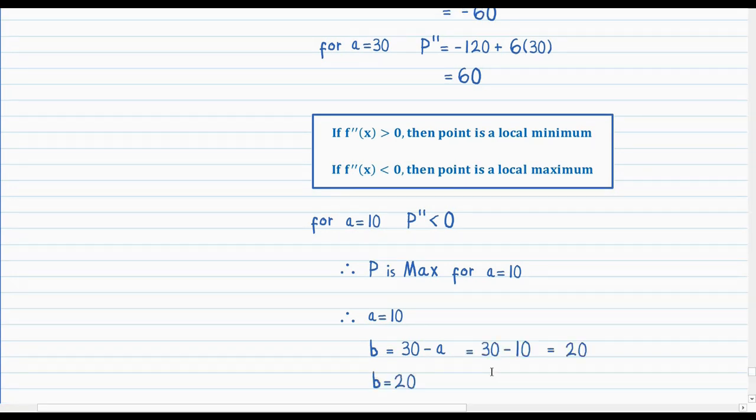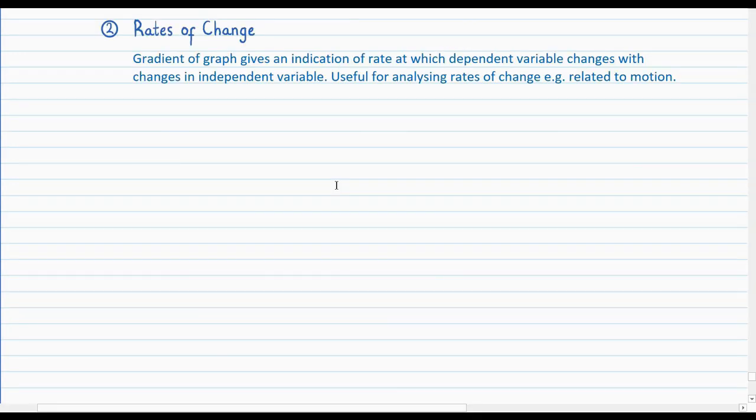And for the very final part of differential calculus, we'll look at the second sort of application, and that's related to rates of change. The gradient of a graph gives an indication of the rate at which the dependent variable changes with changes in the independent variable. If the independent variable is time, the gradient represents a rate of change. A common rate of change you encounter in your syllabus are those related to motion.